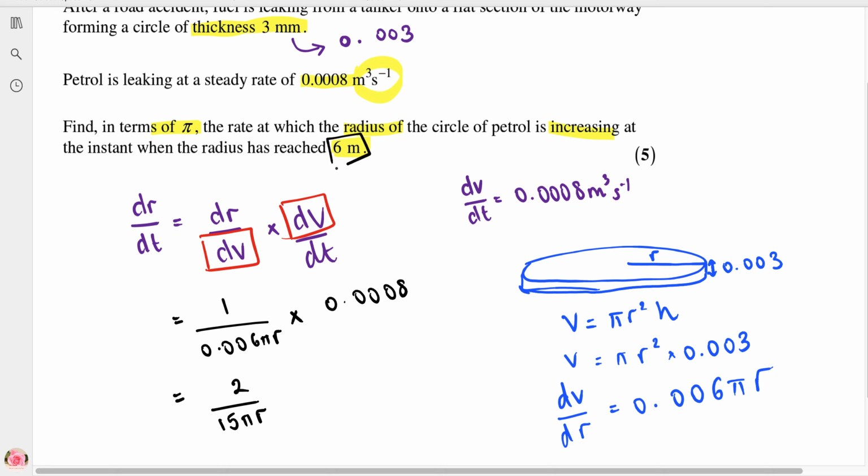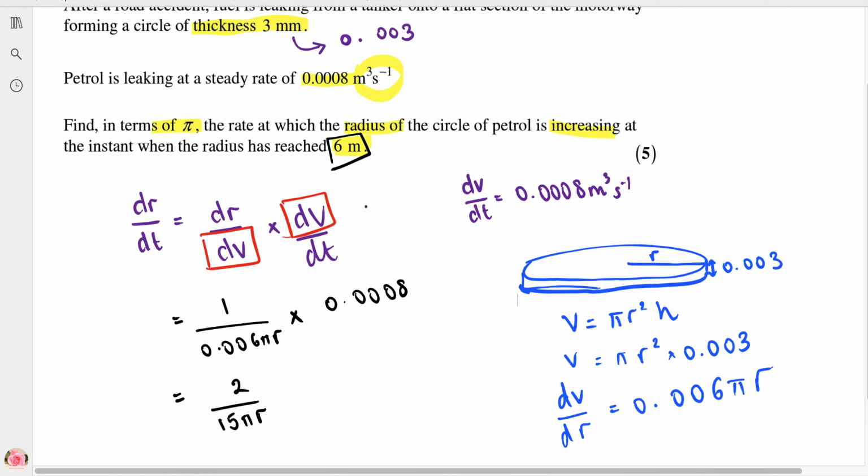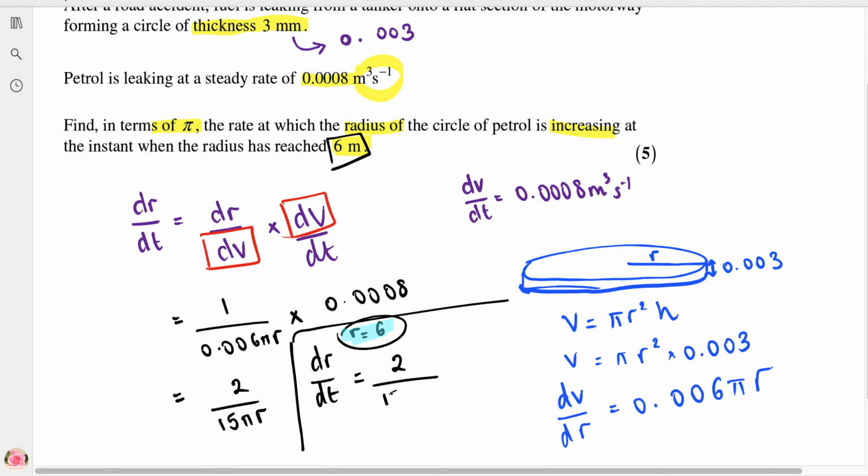But what we need to do here is, that's dr over dt actually, so we need to calculate it when our radius is actually 6 meters. So what we need to do here is, there's a glitch in the system, so I'm going to write it here. So dr over dt, when r is equal to 6, okay, r is given to us as 6. What we have to do here is substitute r as 6 in. So that's going to be 2 over 15 pi times 6.